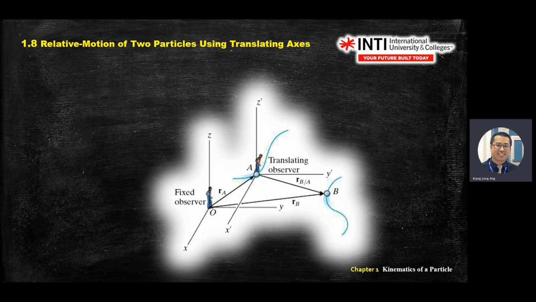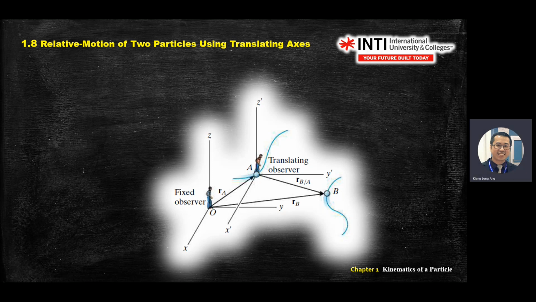Okay. Now, just before the break, we covered what happens if you pull one object or push one object, it will affect another object, right?